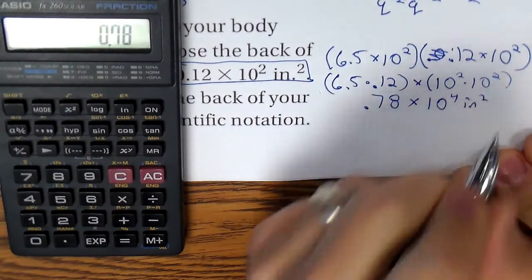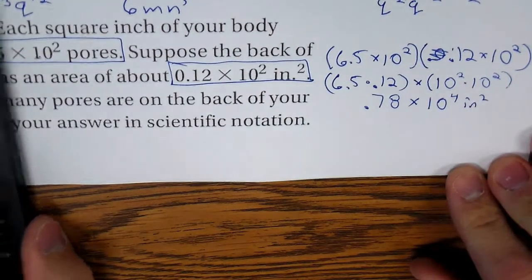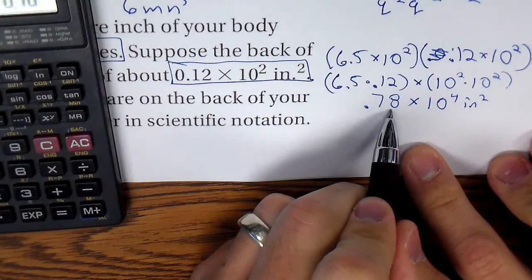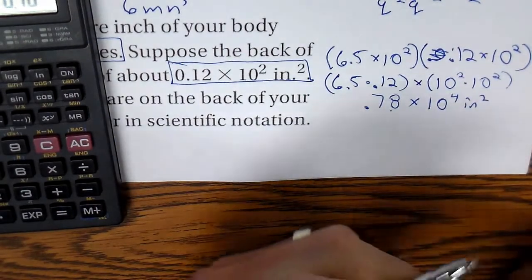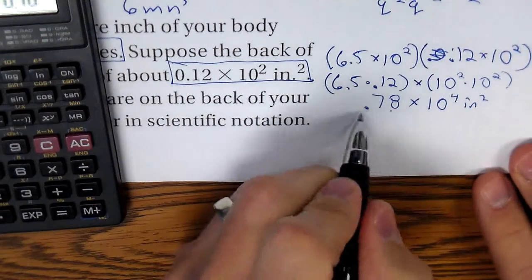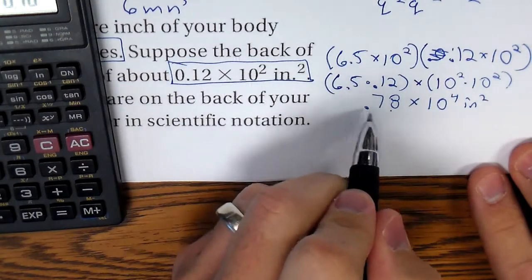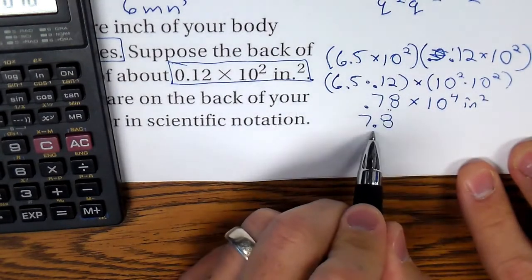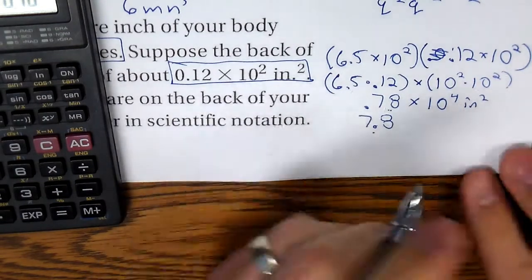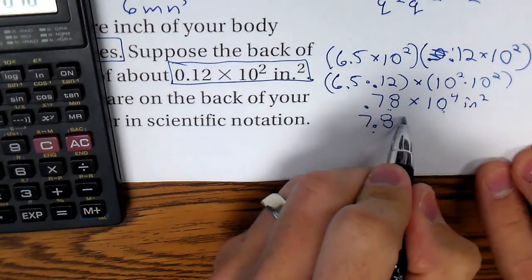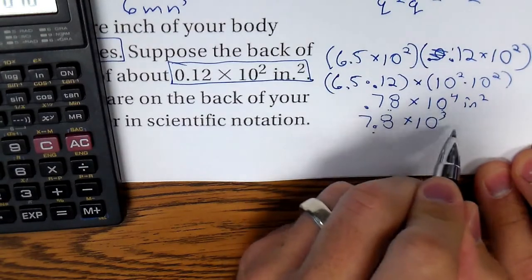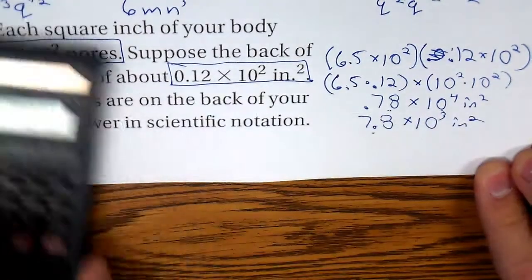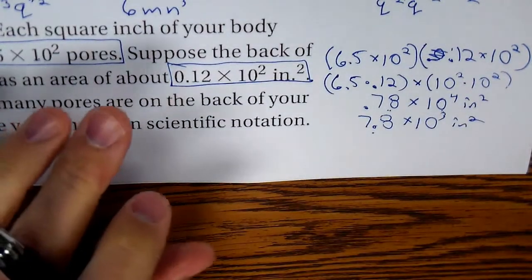So we could write it here, but that's not in the correct scientific notation. We need to move the decimal over one place. Actually, I'm going to multiply by 10, because it needs to move over 1 to make it 7.8. So if I'm going to multiply this by 10, I have to get the 10 from somewhere. I'm going to get it from here, so I take 1 out, make it 10 to the third, so it's 7.8 times 10 to the third inches squared.